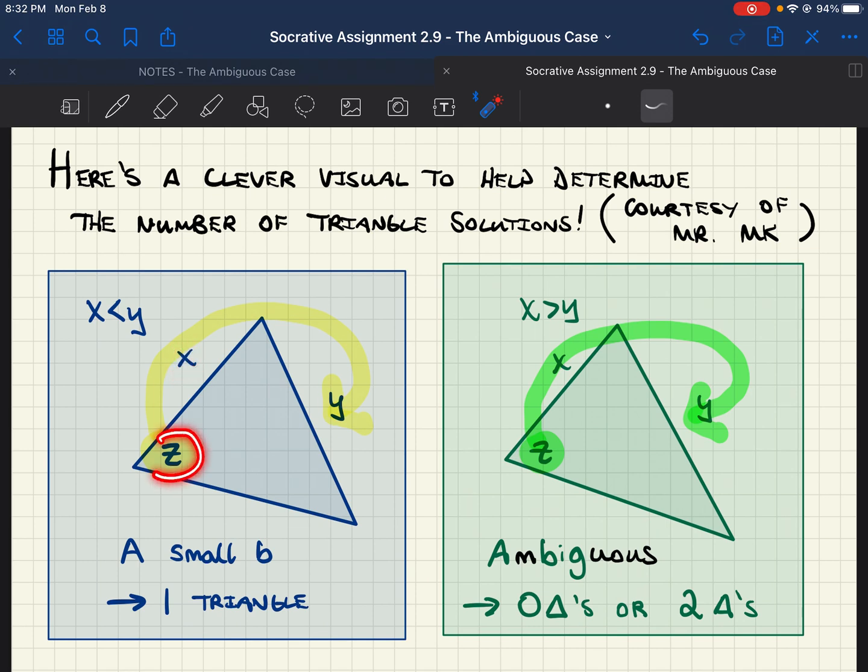Well, if we trace from the angle to the side across from the given angle and we trace through the other side, if this side on the way to the side across from the given angle is smaller than the side that's across from the given angle, then we actually fall into a one triangle scenario. This angle Z can be thought of as the given angle, and this side X can be thought of as that B side that we're looking at in the notes. And you can see it actually works really well.